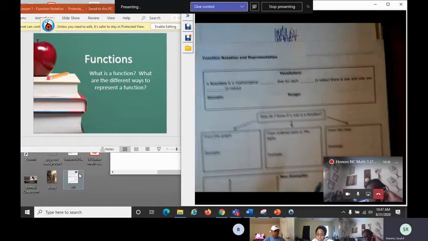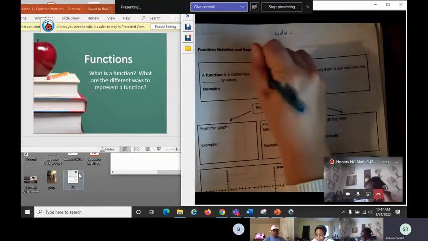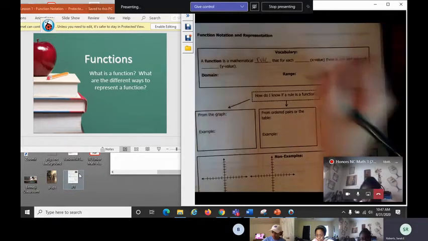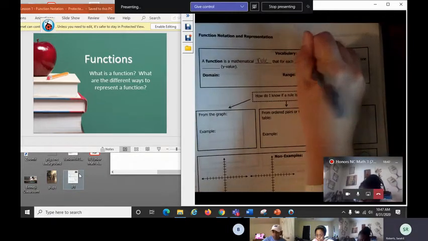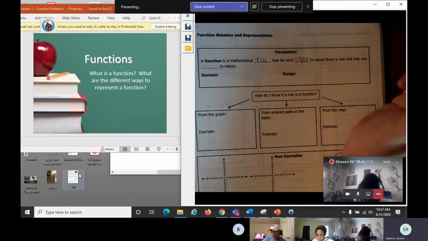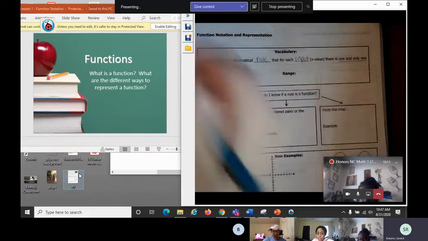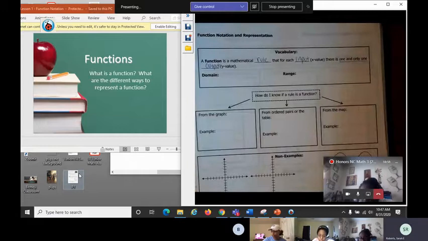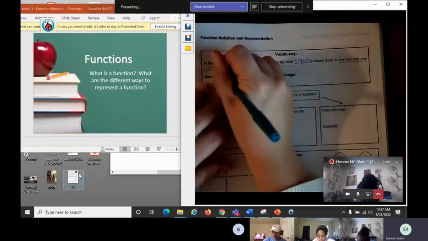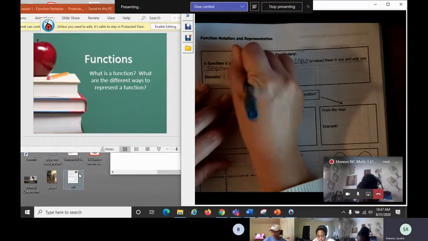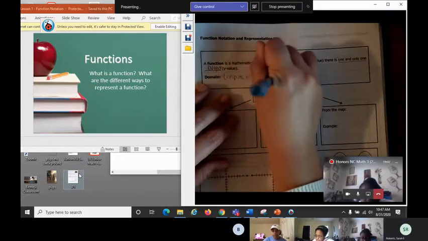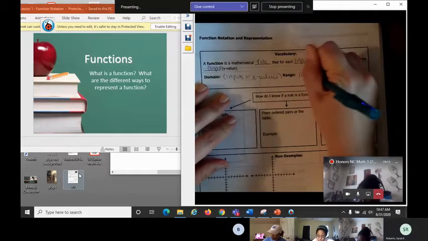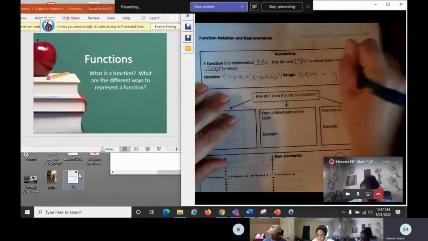So a function is a mathematical rule. That little statement would make more sense right there. For each input or x value, there is one and only one output. Okay. Our domain, and we talked a little bit about this last week, are our inputs or x values. And our range are outputs, or y values.